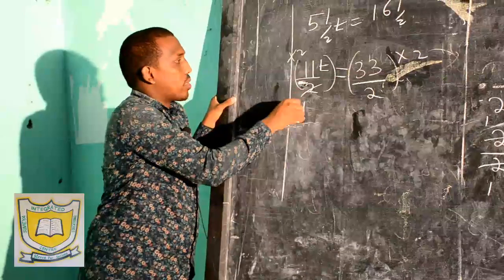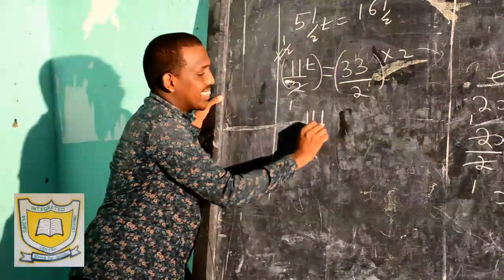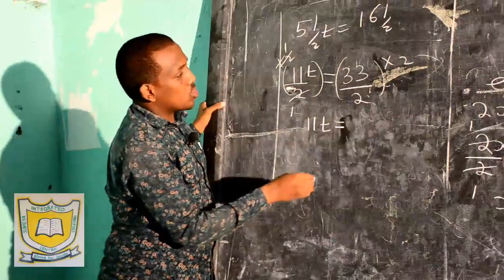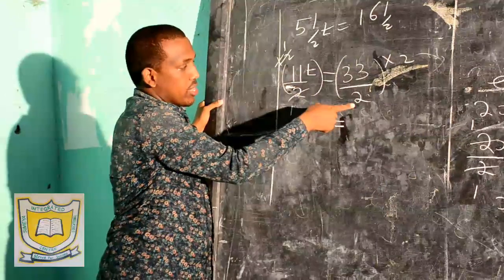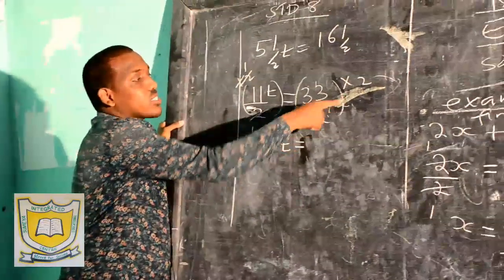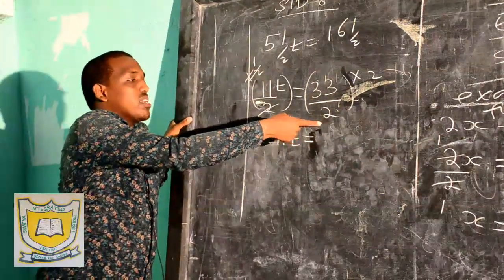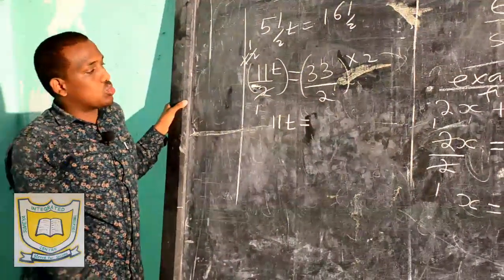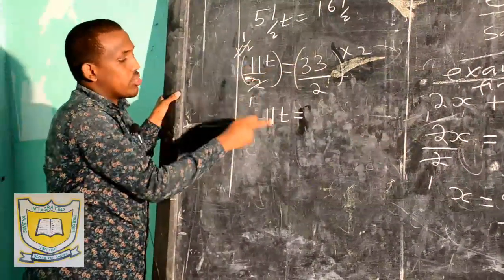So by 2, 1, by 2, 1, they cancel one another. So here remains 11t is equal to. Now here is 2, here is 2. Remember, why do we multiply? We check the LCM of the denominators. If here would have been 3 and 2, the LCM would have been 6. We would have multiplied times 6 on both sides. Since now the denominators are the same, the LCM remains 2, times 2 both sides. That's why I cancel this 2. Then I remain with 11t.